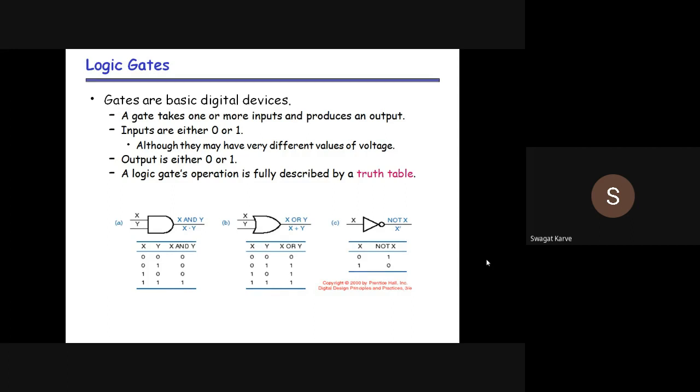And for the NOT gate, whatever the input, you will get exactly the inverted output. That means if 0 is the input, then you will get 1 as output, inverted. If 1 is the input, then you will get 0 as output. That means again inverted. So this is about the basic gates. And again, you can also describe the NAND gate and NOR gate. All these basic gates you are well aware of, right?